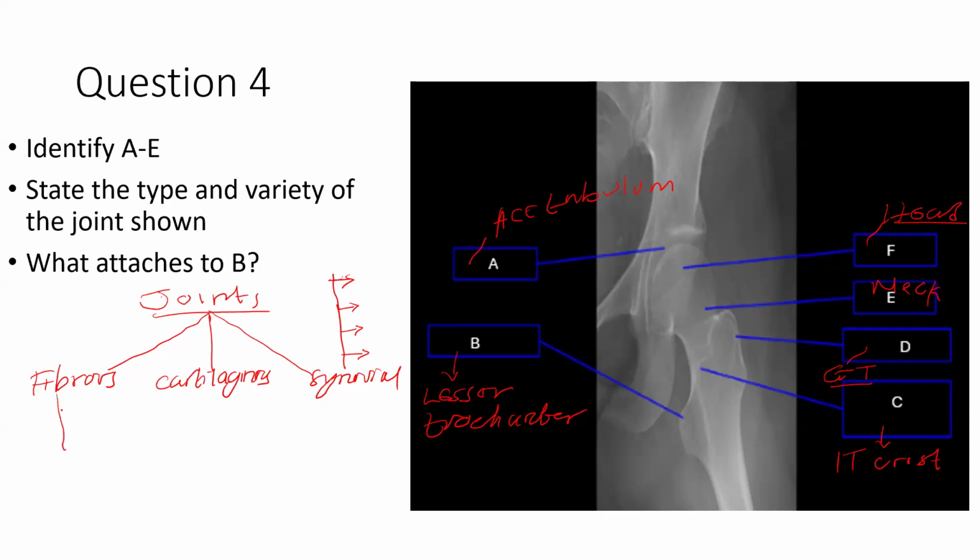Then under fibrous, you were told you have three types. Let me call them varieties. So it can either be sutures, and if you decide to pursue anatomy further, you will find out that there are so many types of sutures. You will also find others known as gomphoses and others known as syndesmosis. Those are the fibrous varieties.